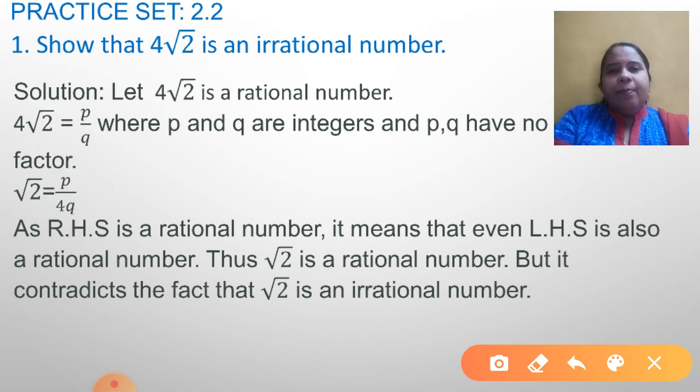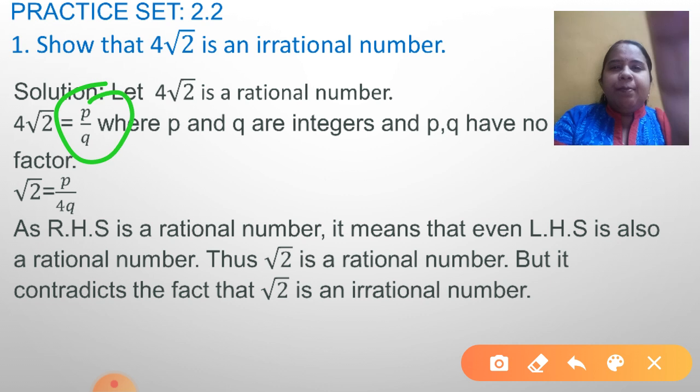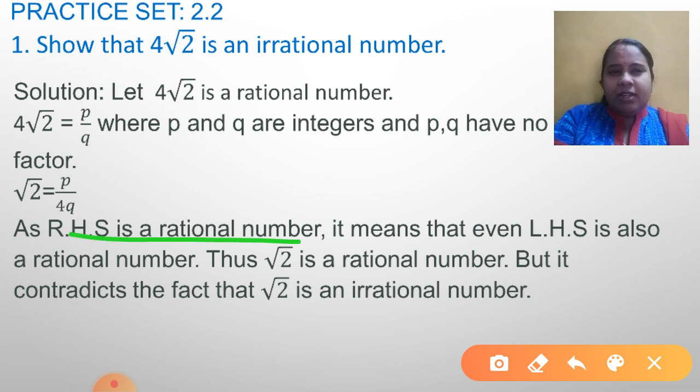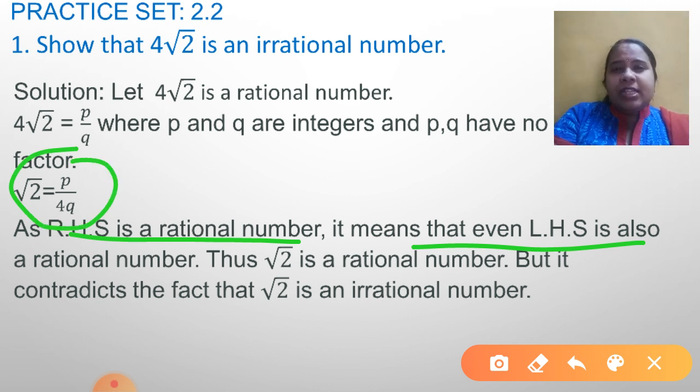Now see this. Try to understand. p upon q was a rational number and I am bringing 4 down here. 4 is also a rational number. So automatically the right hand side is a rational number. Yes, the right hand side is a rational number, but it is equated to root 2. So what can we write? We can write that as the right hand side is a rational number, it means that the left hand side is also a rational number. Here it is equated. So if the right hand side is rational, the left hand side is also rational. And what is written on the left hand side? Root 2. So with this what we are getting? That root 2 is a rational number.